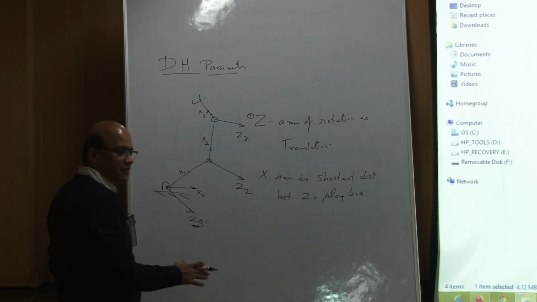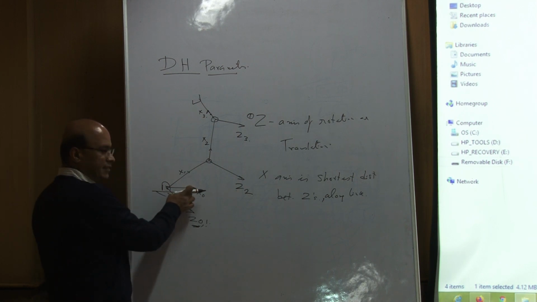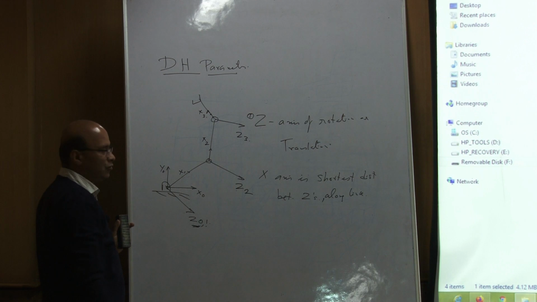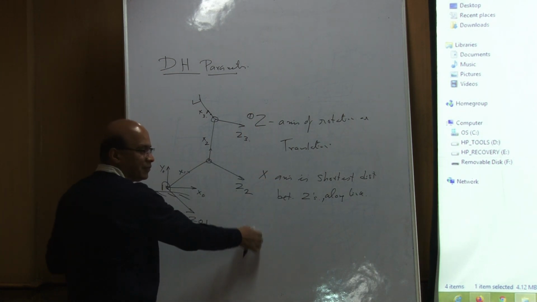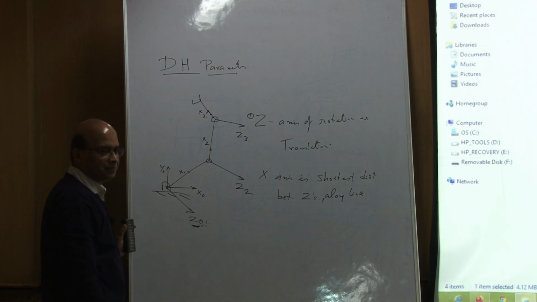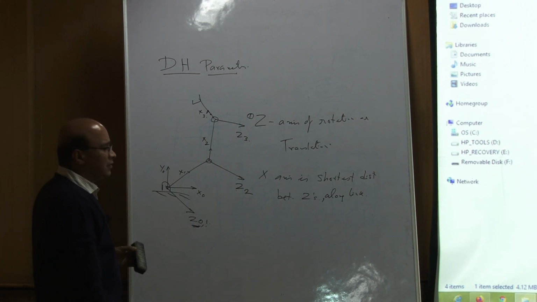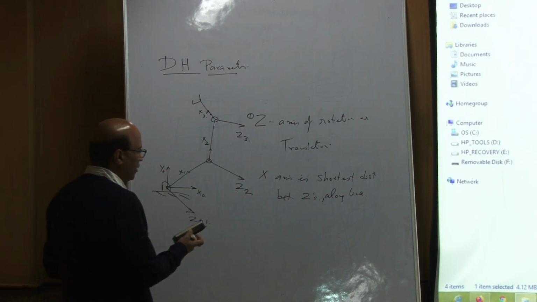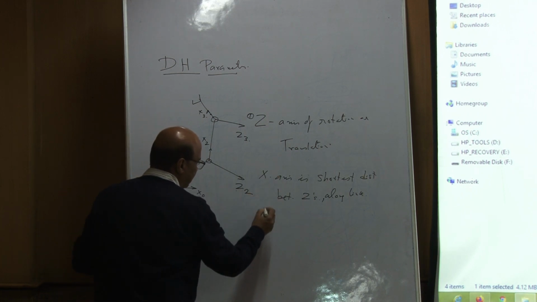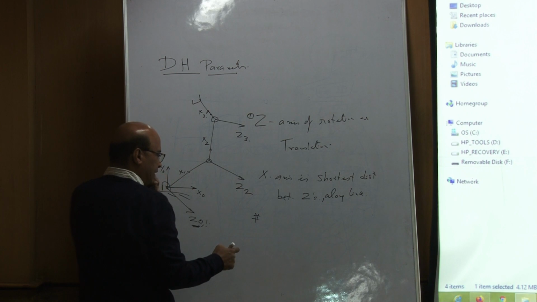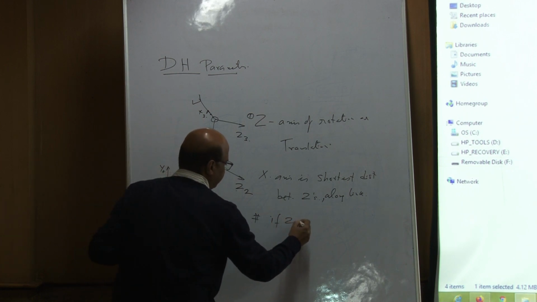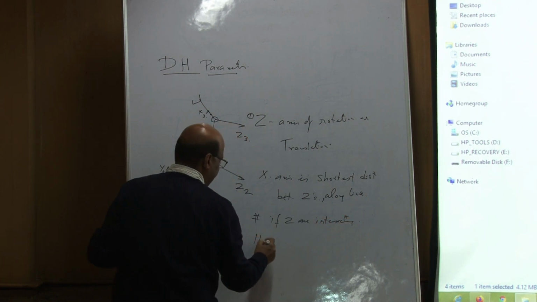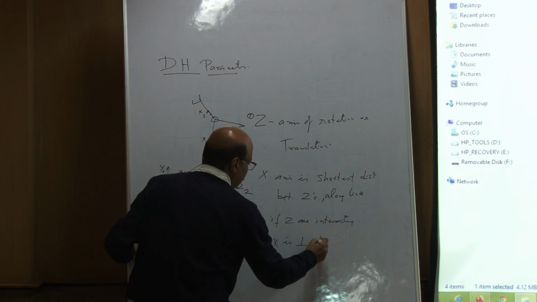The y axis is not required. Why? Because the moment you put x and z, as per the right hand rule, the y axis is fixed. So the moment you fix z and you fix x, y is not independent anymore. So we don't require it. You don't need to put y. So we have put our z axis and our x axis. Now there is only one special condition that comes up for x. If the z's are intersecting, then x is perpendicular to the plane of the z's.